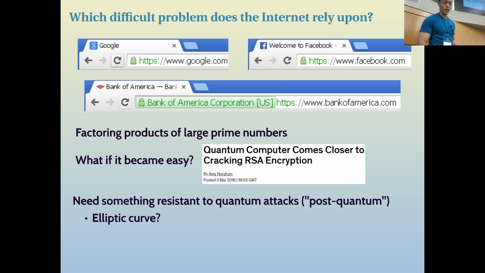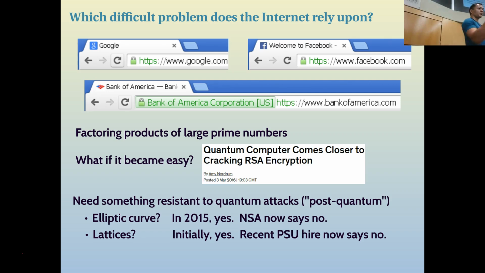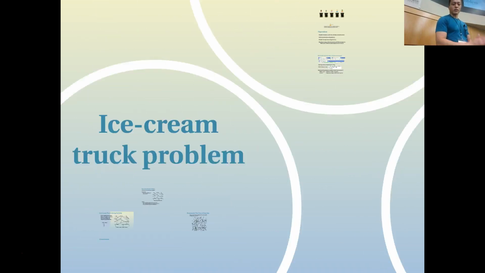Okay, so there are these strategies that people throw out there. Elliptic curve was one of them, and in 2015, the answer was, yeah, that's resistant to a quantum computer, but then some clever person figured out how to break it, so now the NSA says no. There's this lattice problem that they were like, yeah, no quantum computer can solve that. Initially, yes, but then we just hired a faculty member here at Portland State who was one of the key people of breaking the lattice problem with a quantum computer. So this is something that's ongoing in this country.